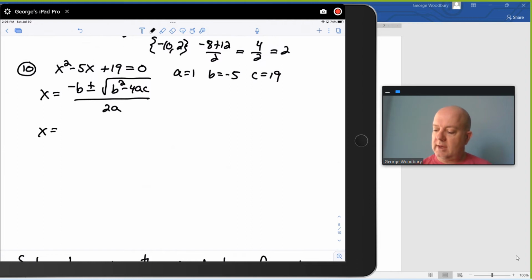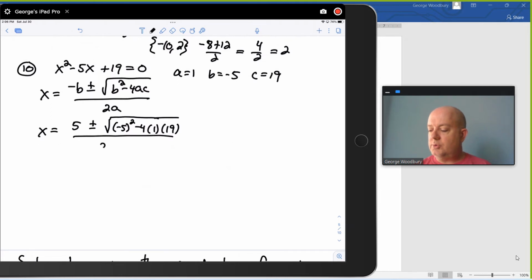Okay. X equals the opposite of b. The opposite of negative 5 is positive 5. Plus or minus square root negative 5 squared minus 4 times 1 times 19, all over 2a, which is 2 times 1.